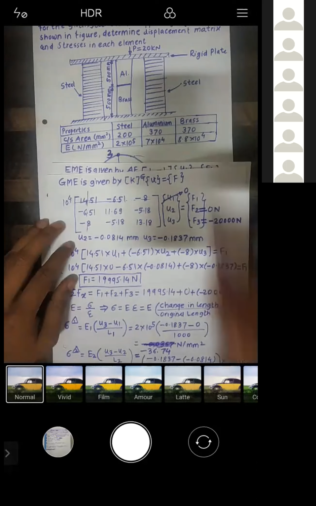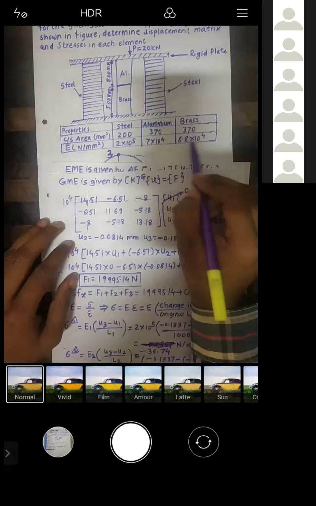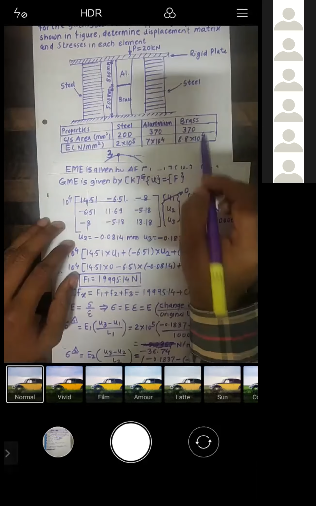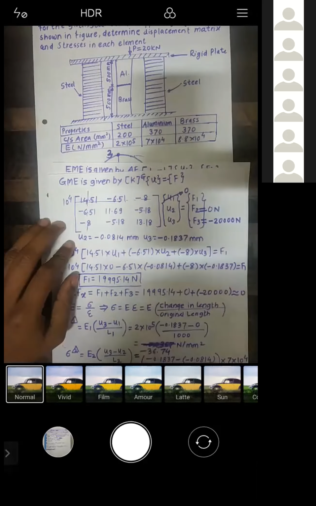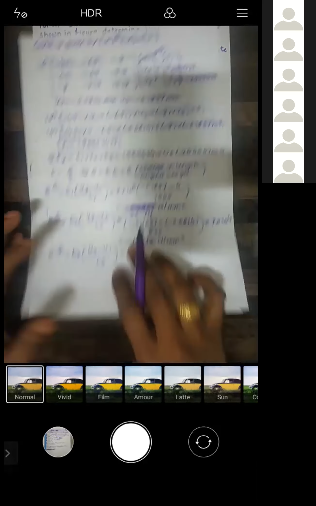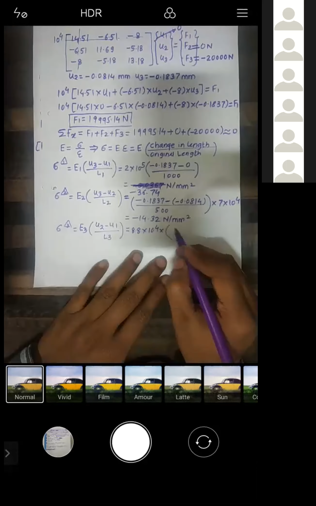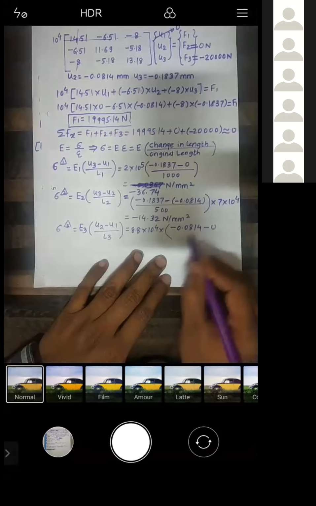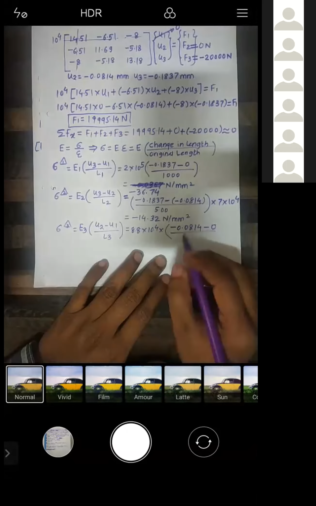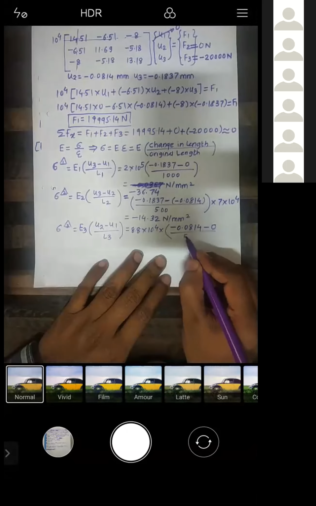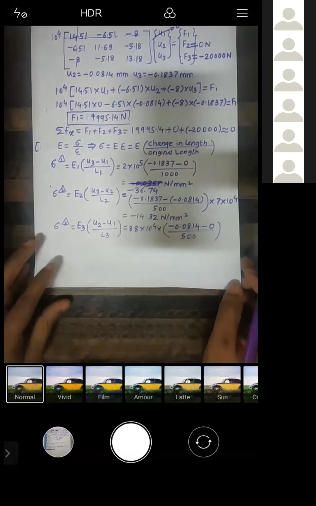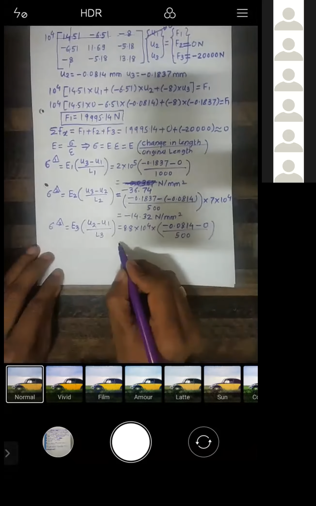What is the value of E for the brass element? This is element number 3, 8.8 into 10⁴, right? This is to be multiplied by U2. U2 is minus 0.0814, minus U1, which is 0, upon L3. L3 is again 500, right? Clear? So just calculate this value. Tell me how much you're getting.